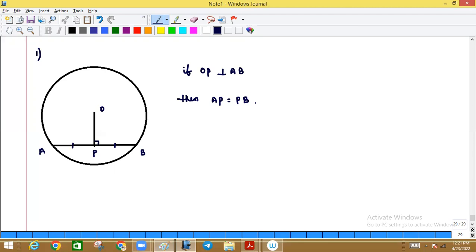So there are two things. If it is a perpendicular, it divides the chord into two equal parts. If it is dividing the chord into two equal parts, it is perpendicular.